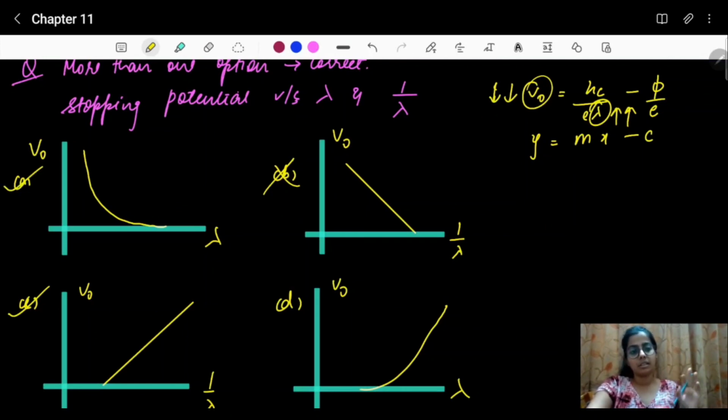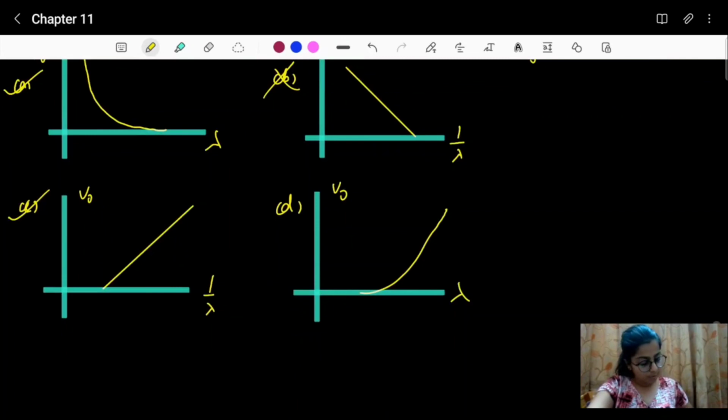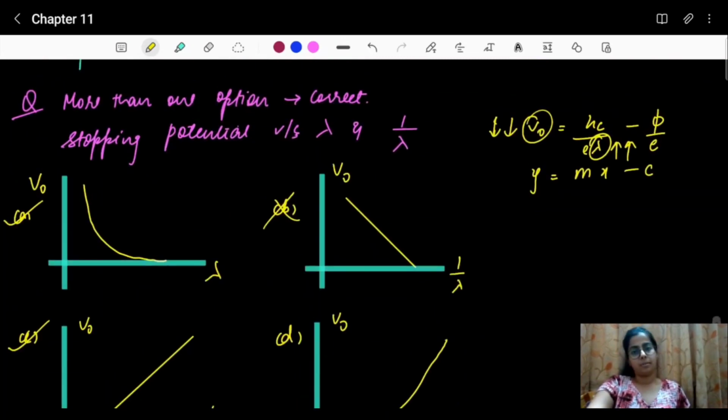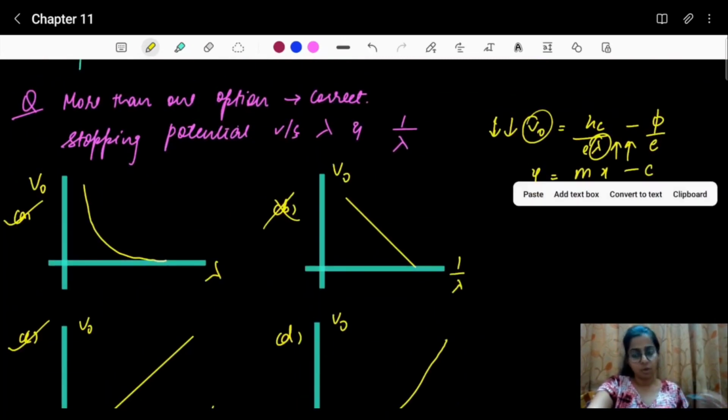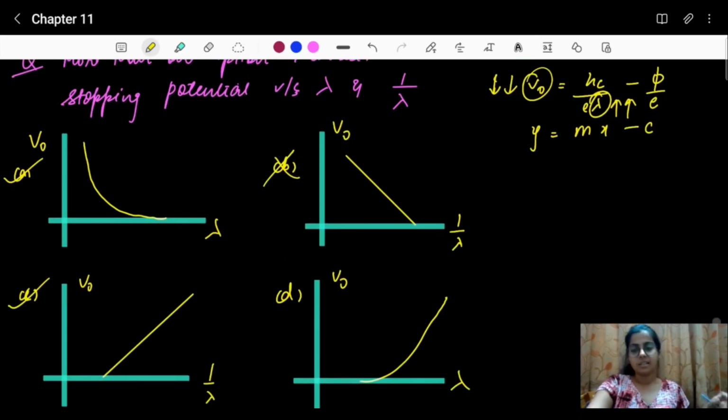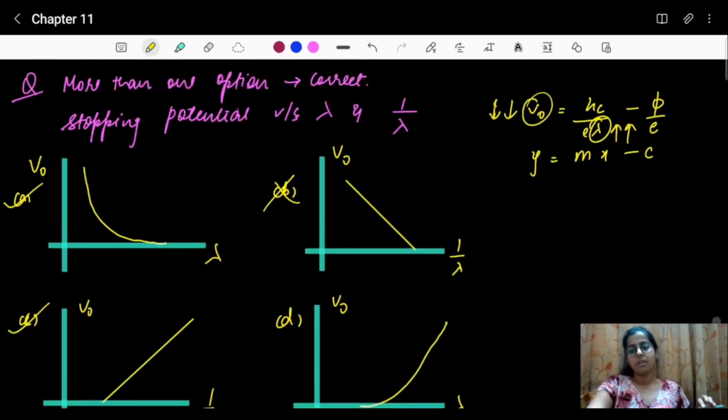Simply, you have to understand that if lambda is increasing, in that case V0 should decrease. Here it is in the denominator, right? That's why if lambda increases, V0 decreases. So the graph should be falling if it is directly between V0 and lambda. Here it is between V0 and 1 by lambda, and that's why we have made the relation of a straight line. So these are simple mathematical equations. I hope you have learned them in mathematics as well.